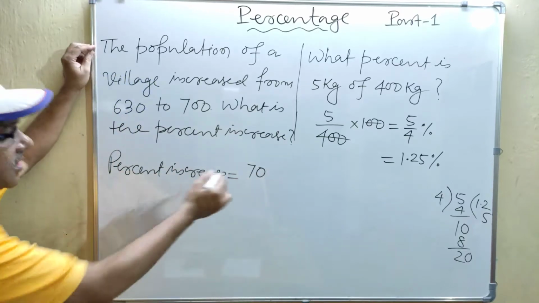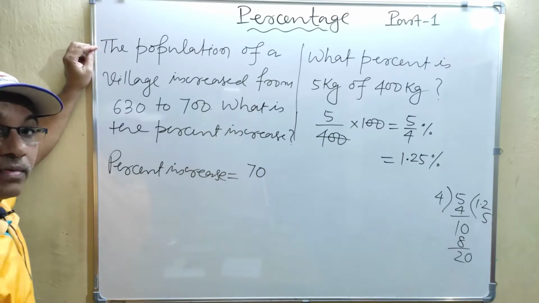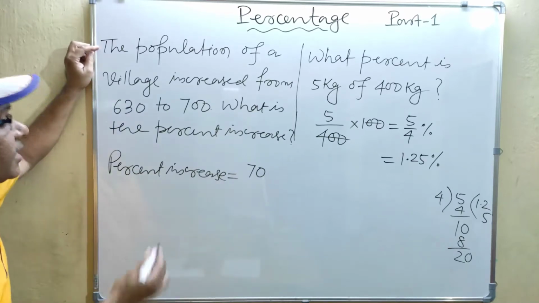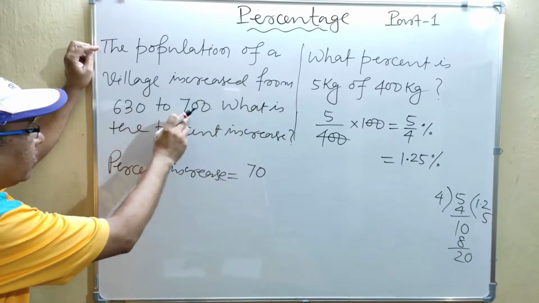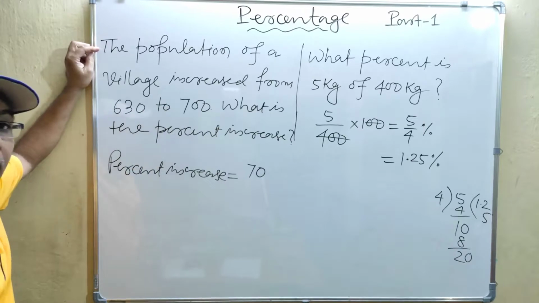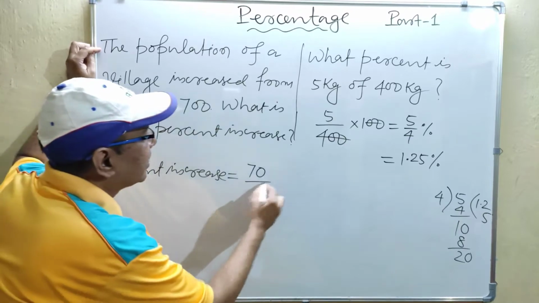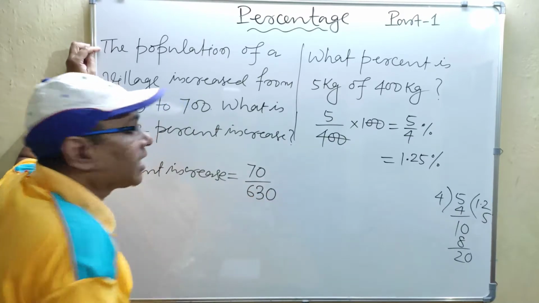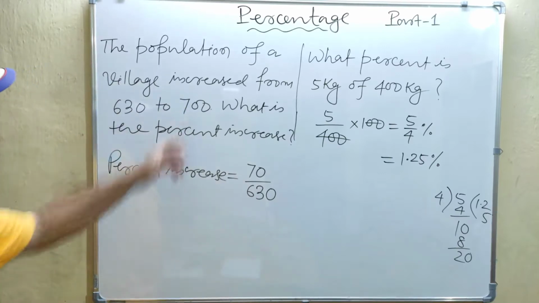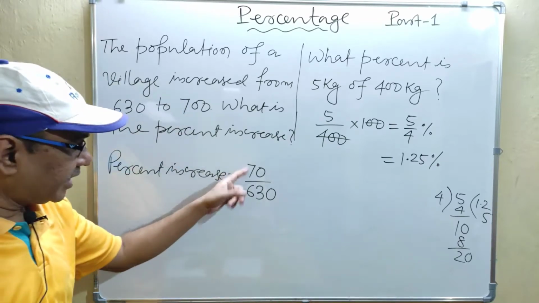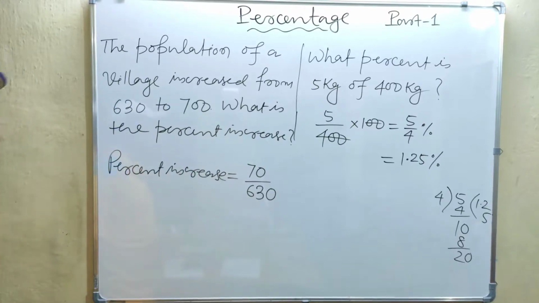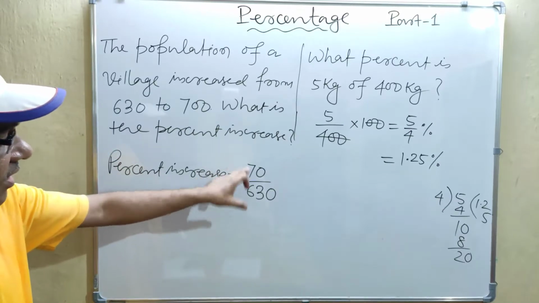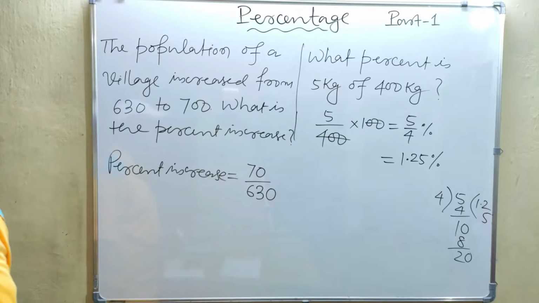हाउ मेनी पॉपुलेशन इंक्रीज्ड? 70. आउट ऑफ कितना? आउट ऑफ 630. जितना था उसमें बढ़ा है ना, 700 में तो नहीं बढ़ा. 630 था ना. आउट ऑफ 630 इतना ही था पहले, उससे 70 बढ़ गया, हो गया 700. सो पॉपुलेशन इंक्रीज 70 आउट ऑफ 630. सो दिस इज द फ्रैक्शन ऑफ इंक्रीज. इंक्रीज फ्रैक्शन 70 out of 630.